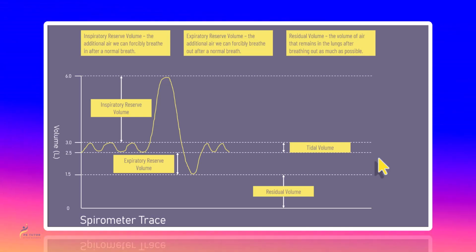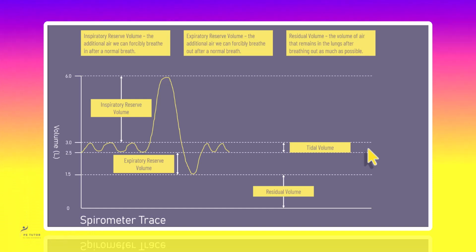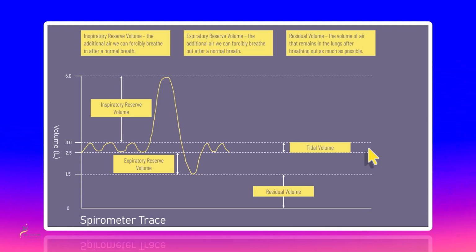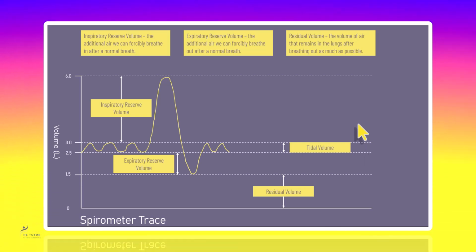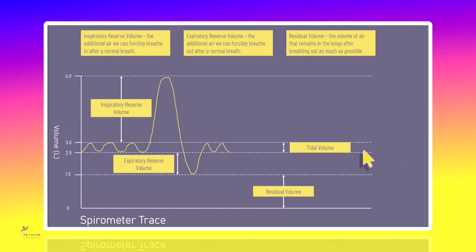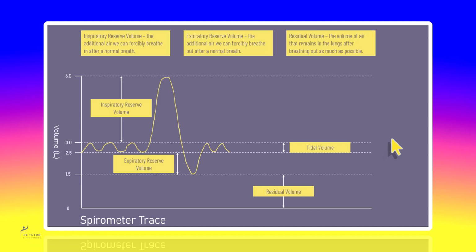So what I want you to do is have a little think about what might happen here with tidal volume when we start exercising. During exercise, do you think that stays the same, or might that change somehow? And if it does change, how does that impact on inspiratory reserve volume and on expiratory reserve volume? Let's have a little look and see what happens. Keep your eye on the tidal volume bar here.